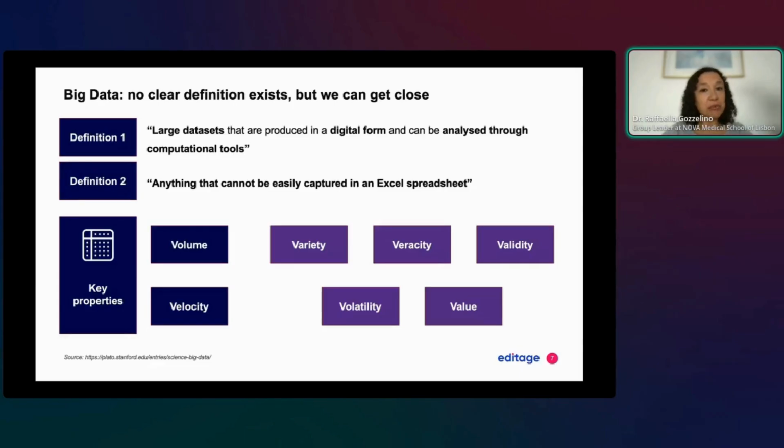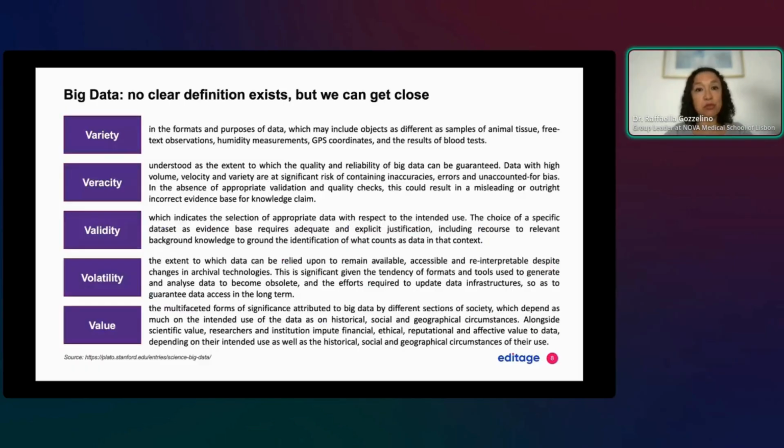So there are key properties that define what big data are. One is the volume of those data. This is also very explicit in the literal definition, but also the velocity with which everything is analyzed, interpreted, and then transmitted. And there are some key features that we will see in more detail, namely variety, veracity, validity, volatility, and value. But let's focus a bit more on that.